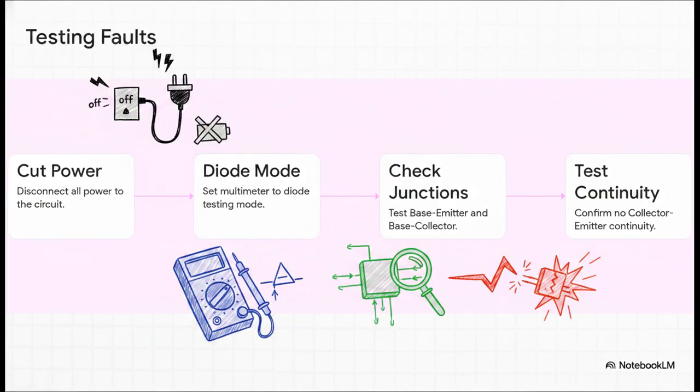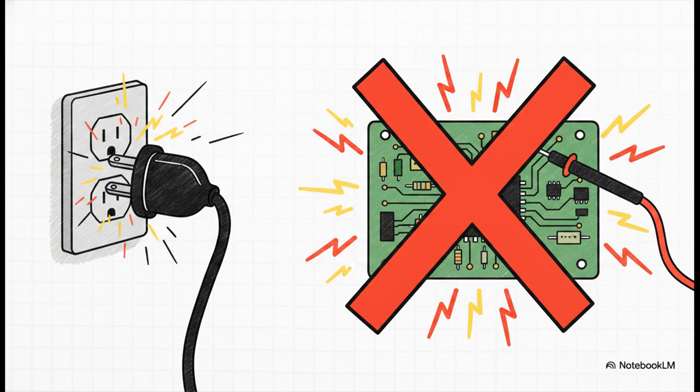Always cut power first. Then, use diode mode to check the junctions. A dead short? Yep, blown transistor. Seriously, a huge beginner mistake is testing junctions on a live board. Safety first, guys. Absolutely disconnect power.